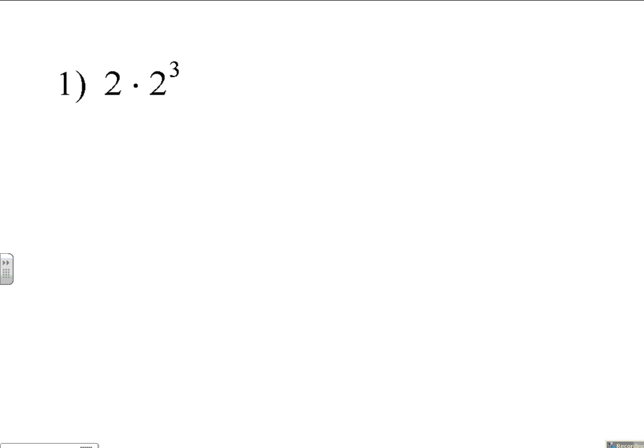So here we have 2 times 2 to the third, and we're not in this case looking for the final answer of this, which is 16. We want to represent this with exponents. So I'm going to represent the first 2 as 2 to the first.